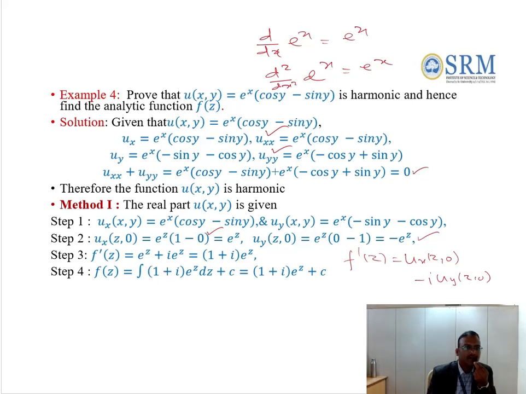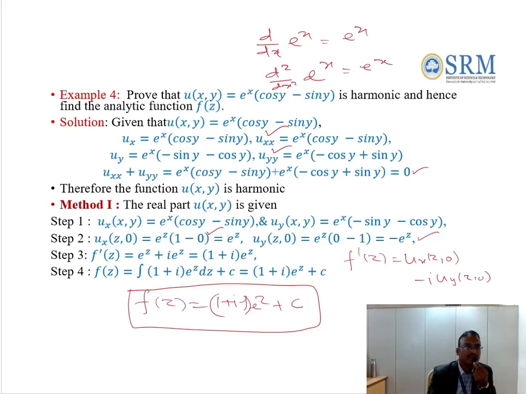Therefore the integral of (1 plus i) into e^z dz plus the integrating constant c, and then we are getting (1 plus i) into e^z plus the constant c. Okay, this is the required f of z, which is equal to (1 plus i) into e^z plus constant. This is the required analytic function corresponding to this real part. Okay.